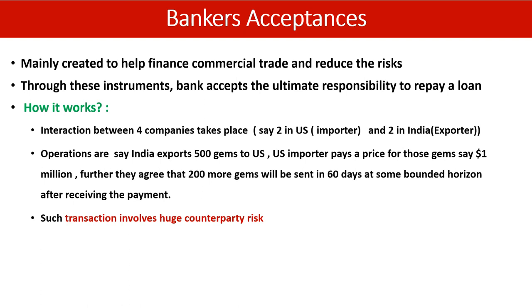Now, how does it work? Let us consider four companies which are interacting, two in the USA which are importing a particular product and two in India which are exporting a product. Say, for instance, India is exporting 500 gems to a company in the US, and the US importer pays a price for those gems, okay? And let us assume that to be 1 million. Further, they agree that 200 more gems will be sent in the next 60 days, at some bounded horizon after receiving the payment. Now such a transaction definitely involves huge counterparty risk. If either of the parties is not complying with the terms, it's a huge risk, right?